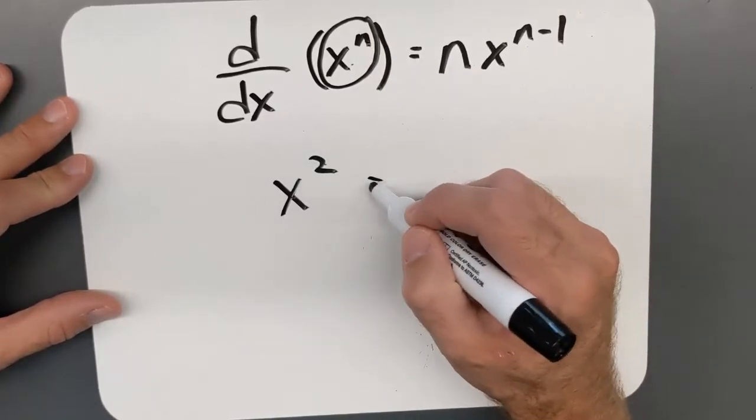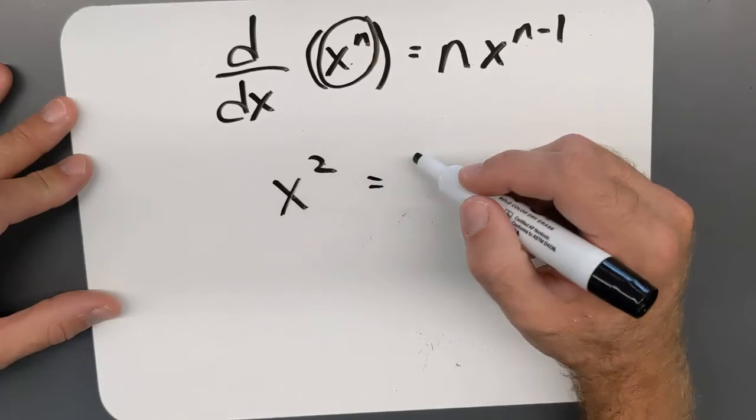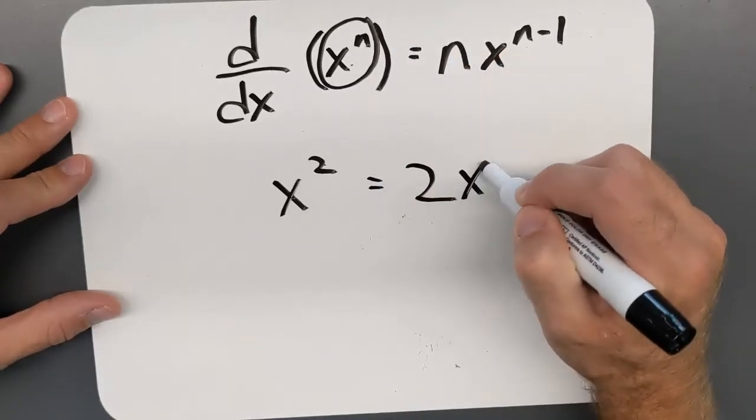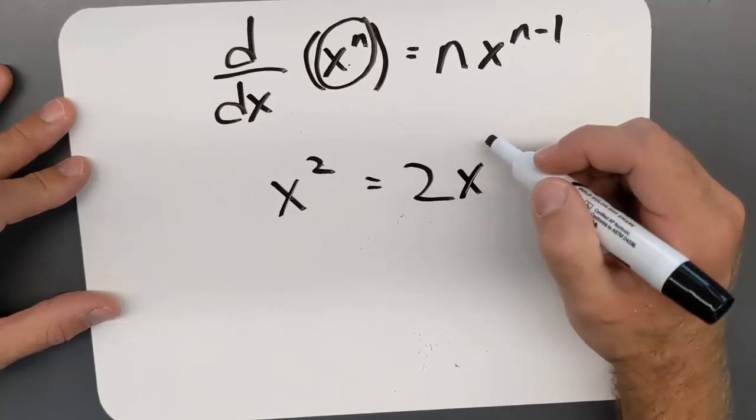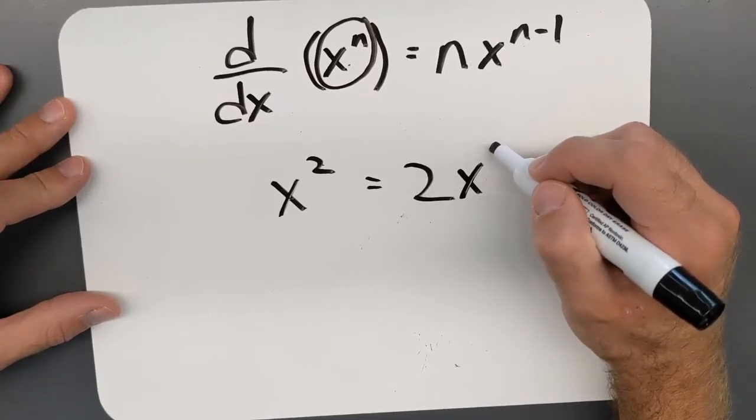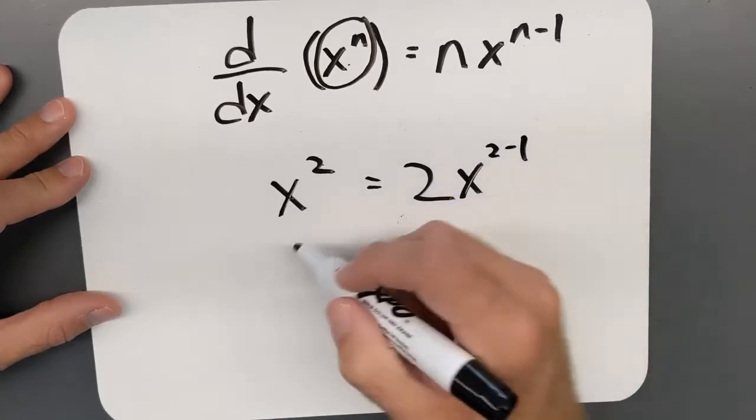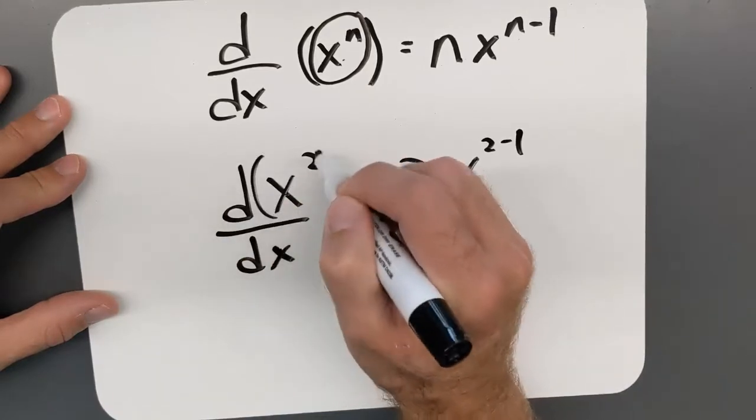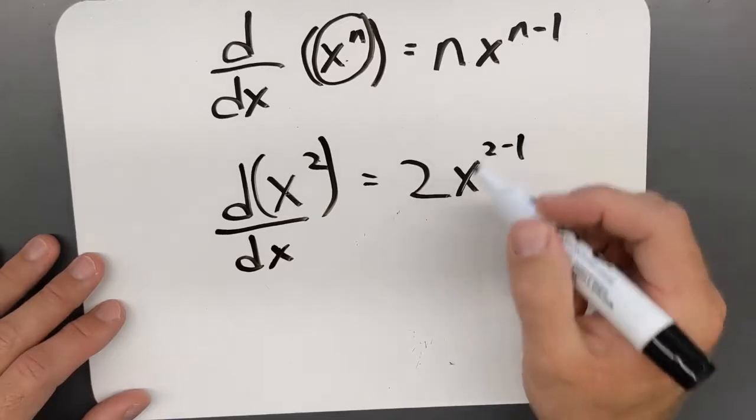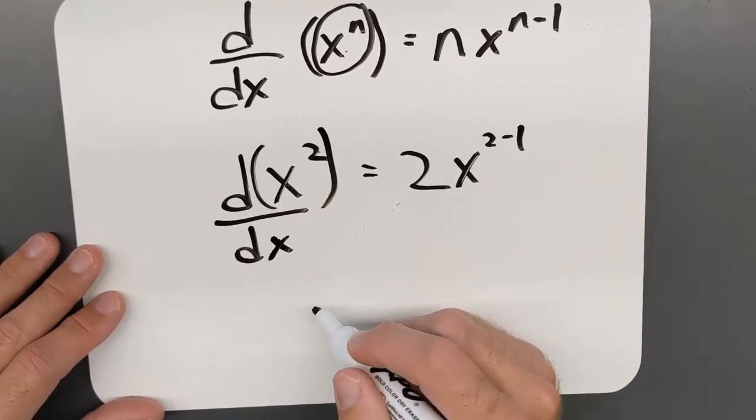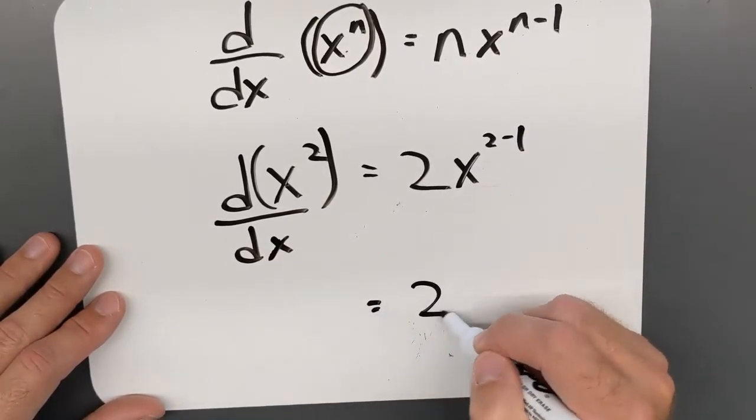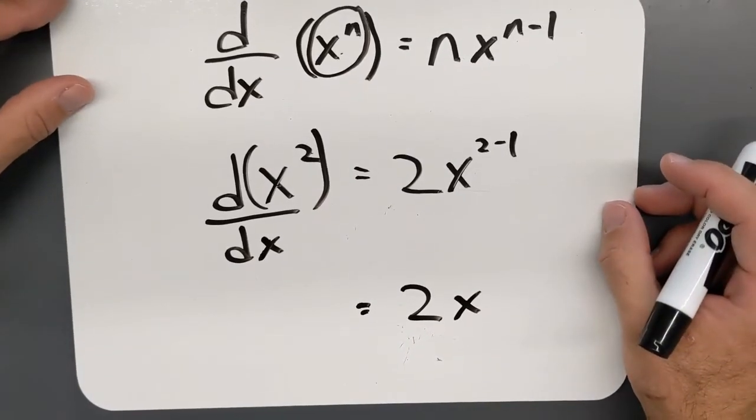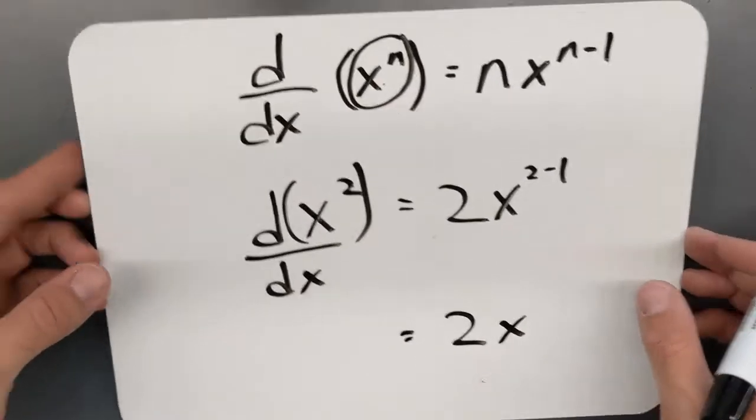So it says here, we bring the n, which is the 2 in this case, down front, and we still have x, we subtract the n by 1. So 2 minus 1, and we get, dx of x squared is equal to that. There's our formula. So we can see that the derivative is therefore equal to 2x. Very, very easy to do. All right, let's do another one.